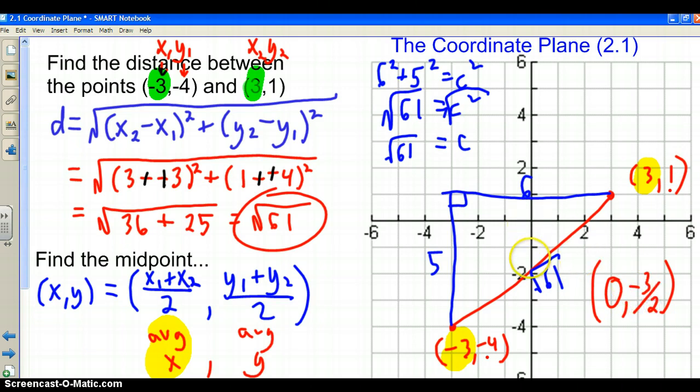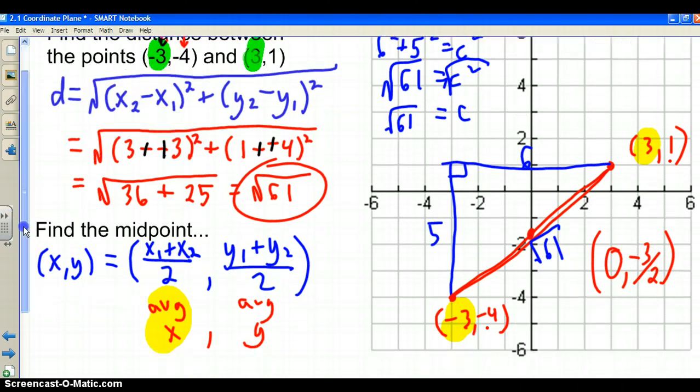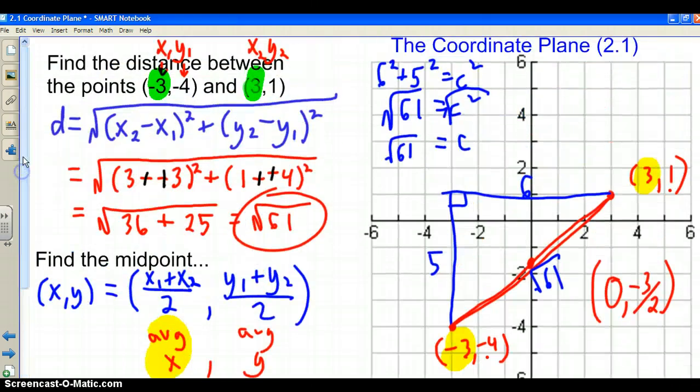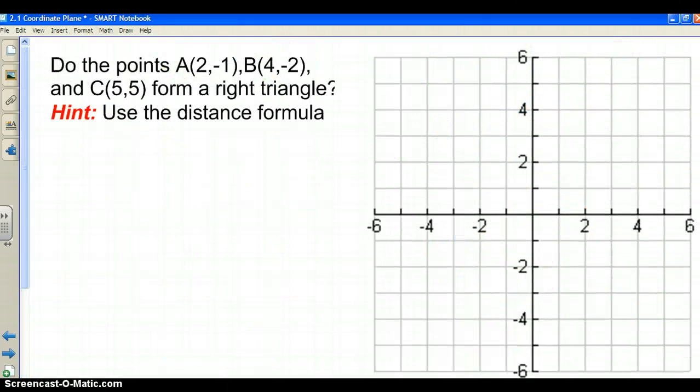So (0, negative 1.5). My graph, if I drew a straight line, would probably go right through that midpoint there at (0, negative 1.5). So you need to know both of those formulas. Make sure to memorize those.